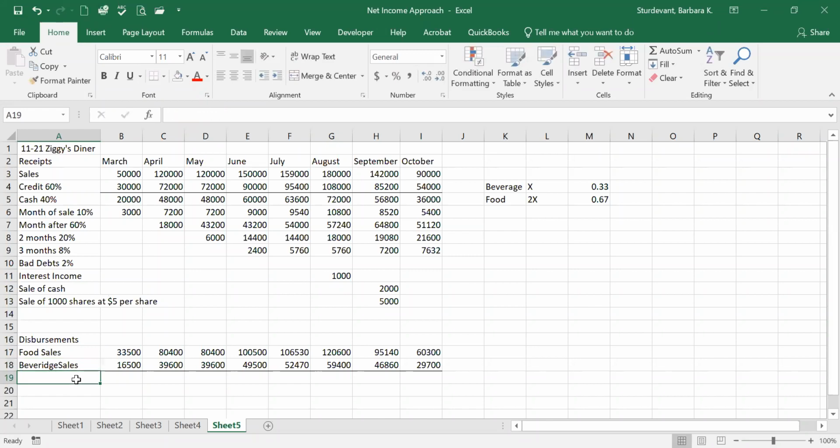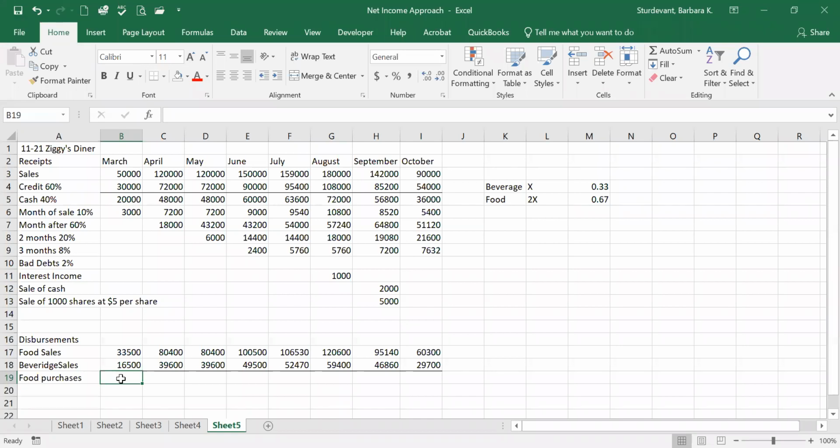Now that we know what the sales are, we can go make the purchases. So food purchases. All right, so let's see what they do. Payments for food are made 1 month after the sale, and it's 35%. They're paid for 1 month after the sale.